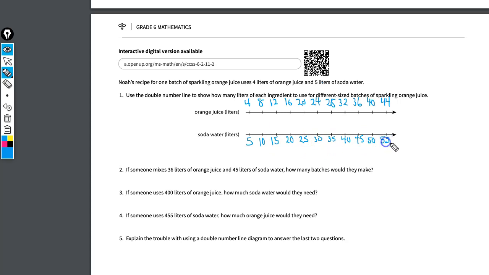Just saying. So the first question says, if someone mixes 36 liters of orange juice and 45 liters of soda water, how many batches would they make? So I'm looking at this batch right here. That would be 1, 2, 3, 4, 5, 6, 7, 8, 9. Now, if someone uses 400 liters of orange juice, you can either extend this out to 400, which would take 400 years, or we can use the ratio, right? So the ratio is 4/5.